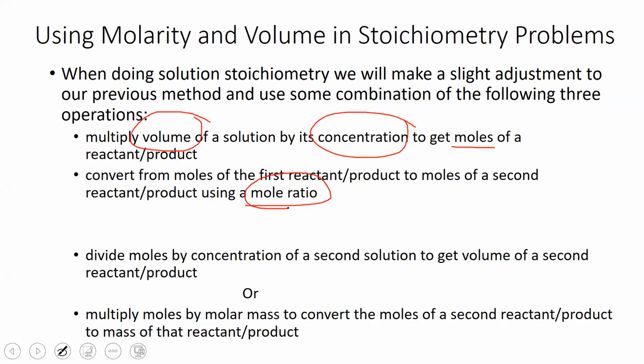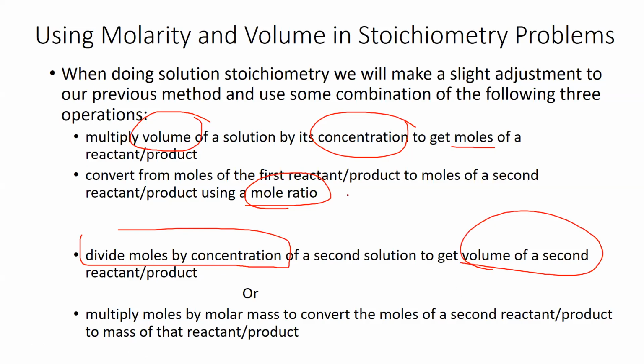So in this case, you're in moles of a second reactant, for example. If you want to know what volume of that second reactant you have, if you know the concentration, you can get that volume by dividing by the concentration of the solution. So you can divide moles by concentration in order to get the volume of that second solution, okay? The other way to do it is if you're looking for the number of moles.